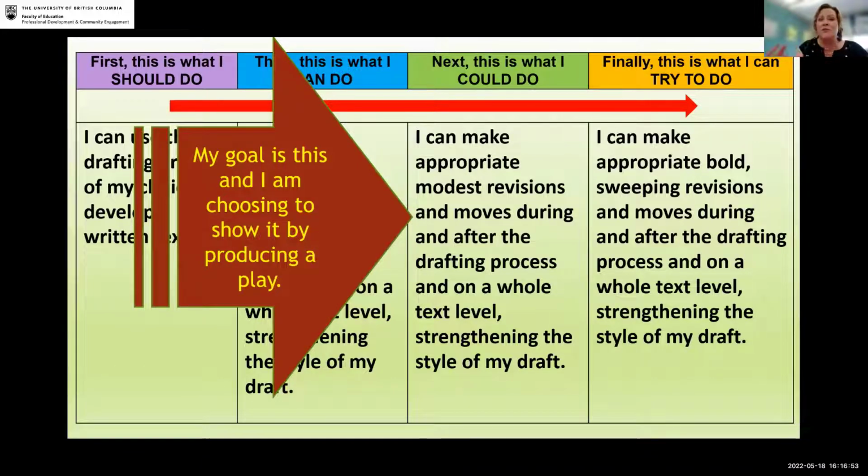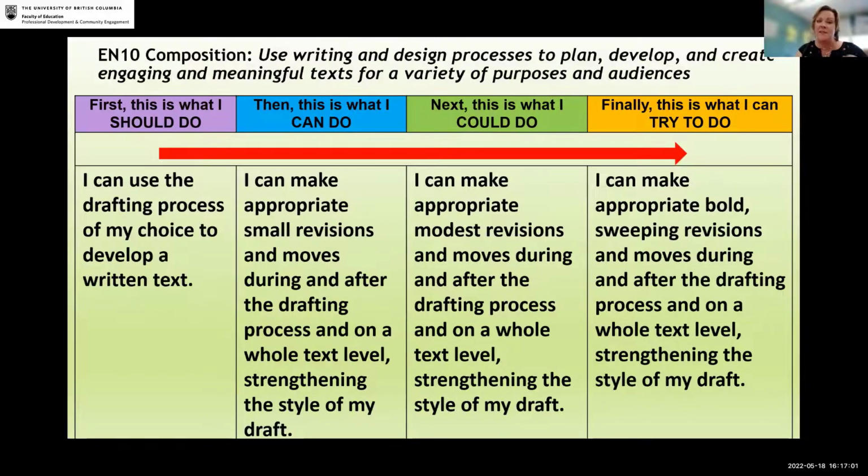You know, I have actors in my class. Why not let them produce a play? Like it says, you're writing a text, let them write a variety of texts.